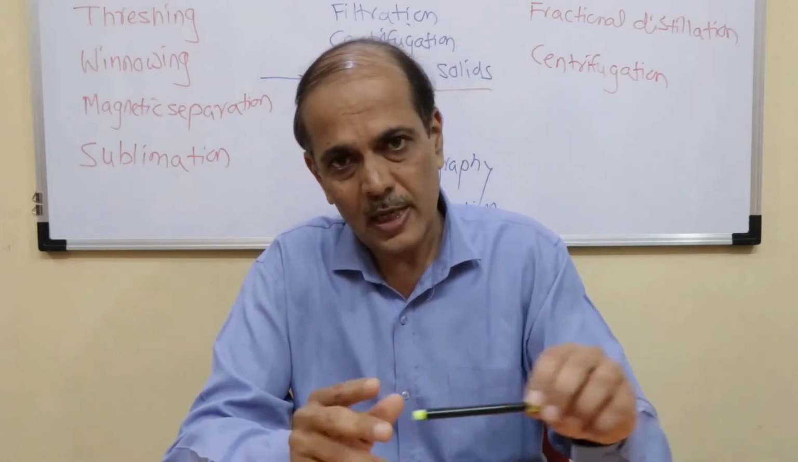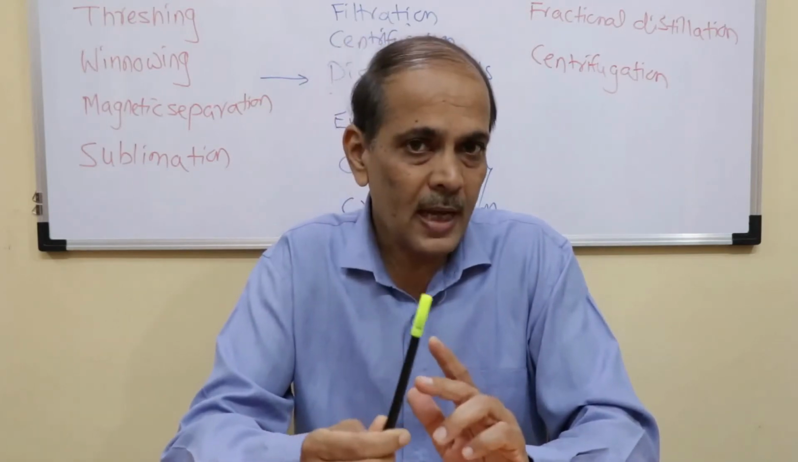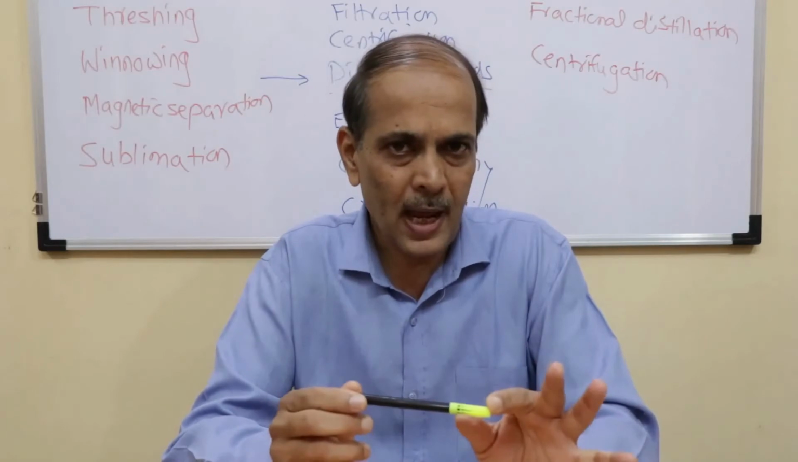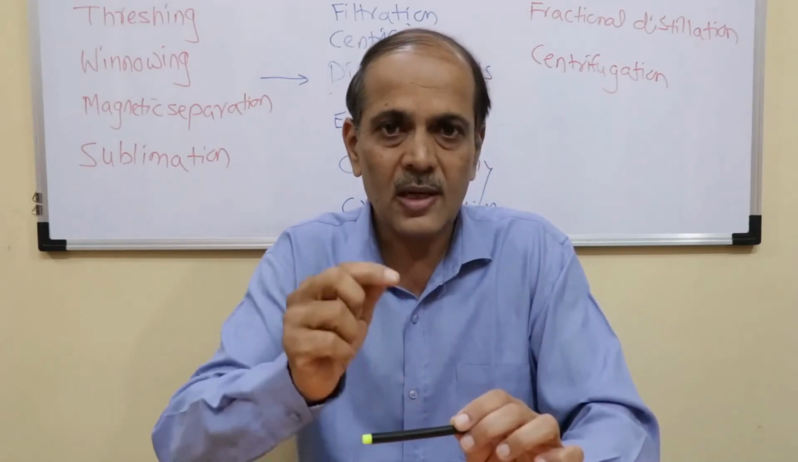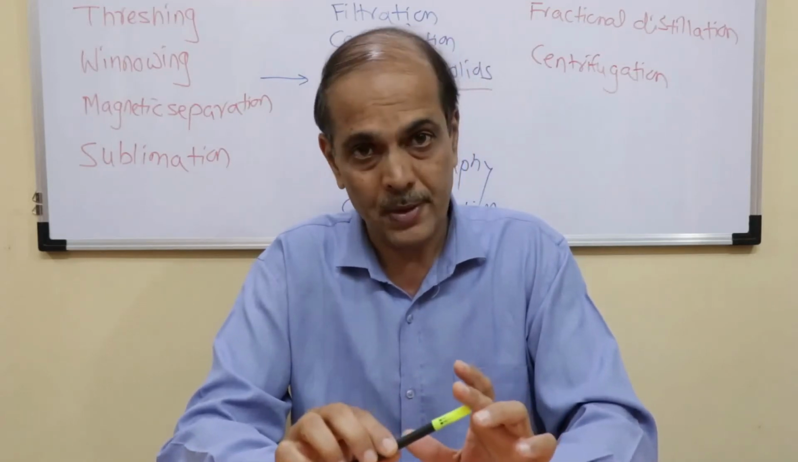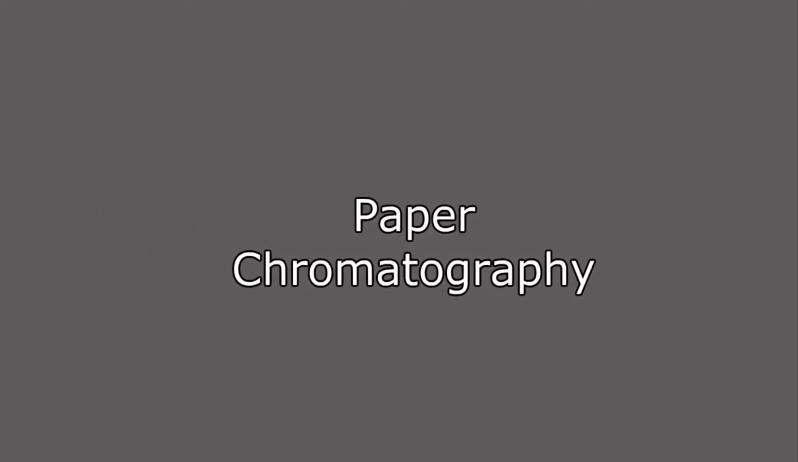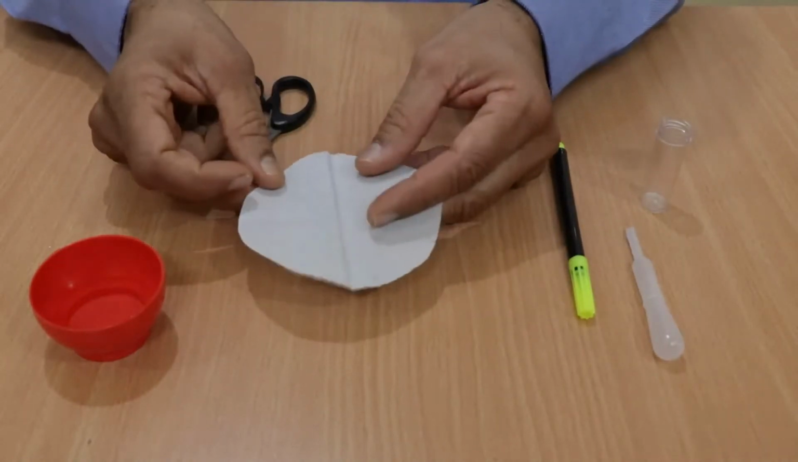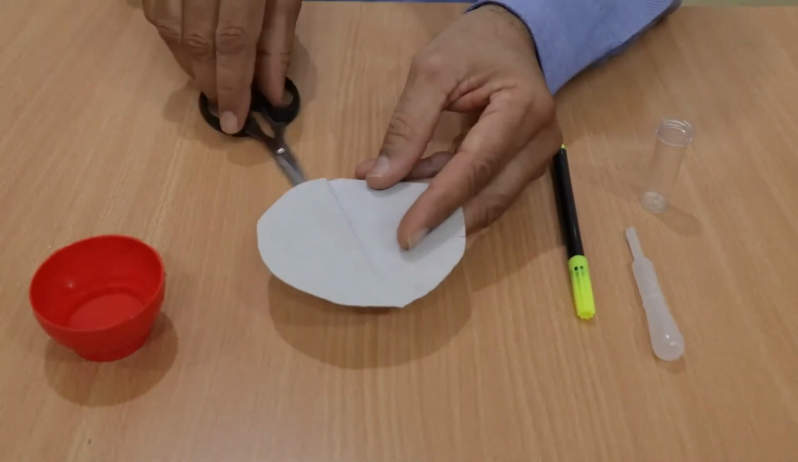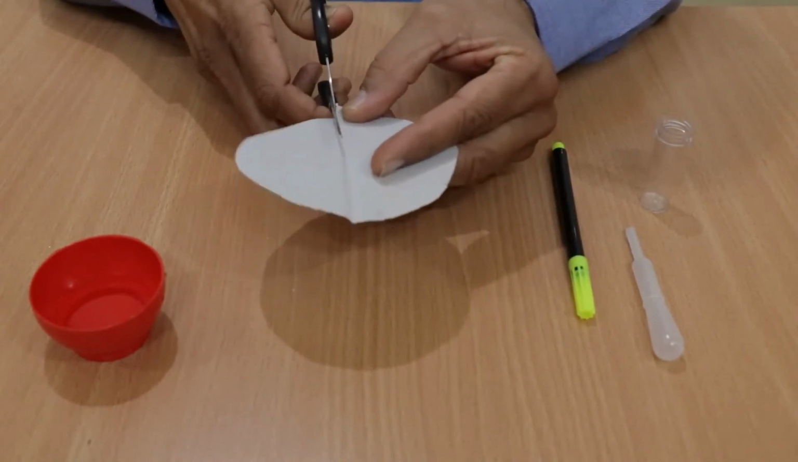The first one is with this sketch pen. You know, sketch pen ink appears to be black, but is a mixture of so many constituent colors. These colors can be separated on a piece of paper using this technique. Let us do it. Let us begin. This is a filter paper. You may use even a blotting paper for this. I'll cut a long strip of this filter paper.